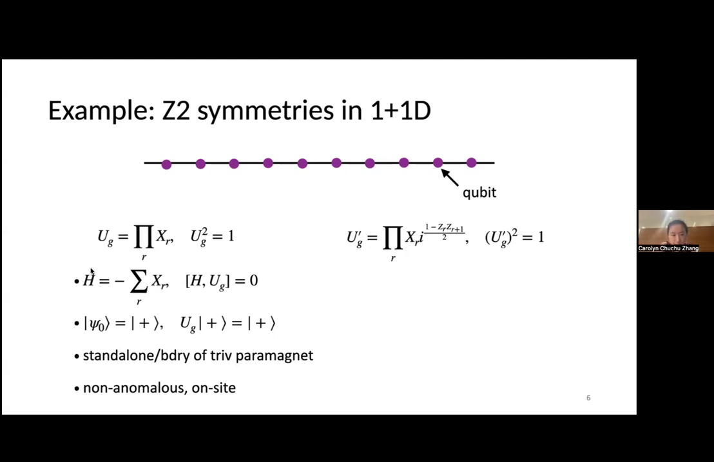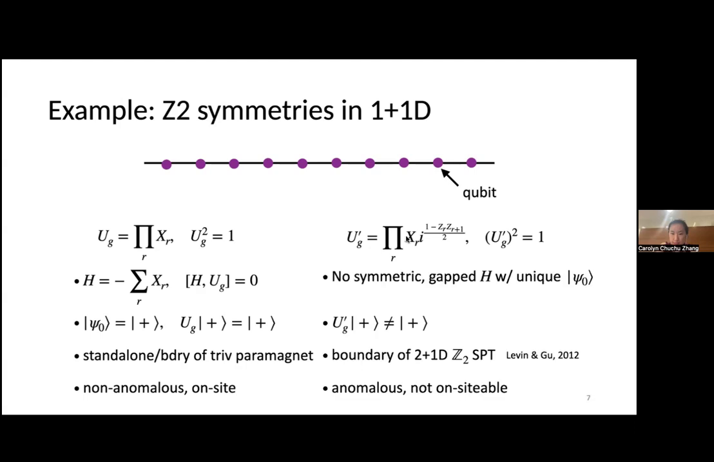So what that means is we can write down a Hamiltonian that commutes with this symmetry, and this Hamiltonian has a unique symmetric gapped ground state. The gapped ground state is this all plus state, so it's the eigenstate of sigma x with eigenvalue plus 1 on every site, and it's symmetric. And this kind of system is a standalone theory on its own, or the boundary of a trivial paramagnet. It's a non-anomalous on-site symmetry.